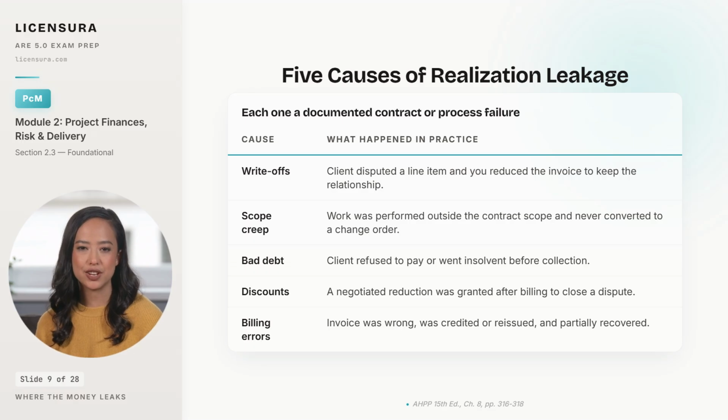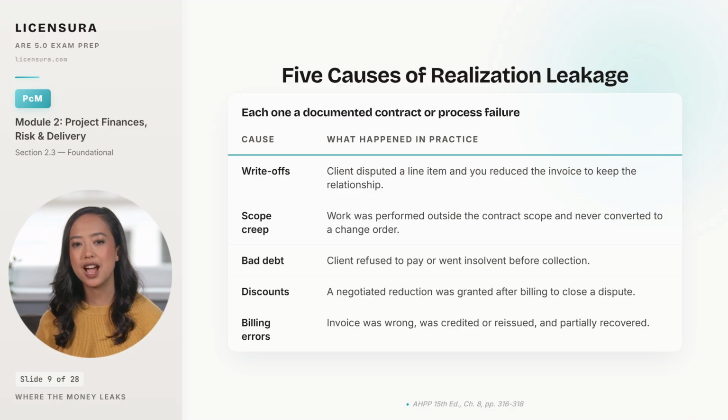5 specific failures account for almost all realization leakage, and each one is a contract or process problem rather than a market problem. Write-offs happen when a client disputes a line item and the firm reduces the invoice to preserve the relationship. The dispute is usually a sign that the scope wasn't clearly defined up front. Scope creep is the largest contributor in most firms. Work that was actually performed but never converted to a written change order, which means the time shows up in the cost column but never makes it to the revenue column.